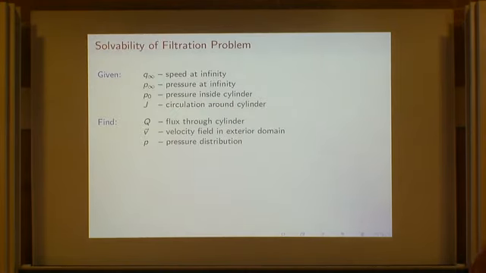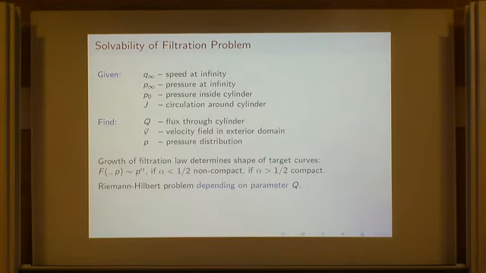Okay, so these are the given data, and we have to find these three things: the flux through the cylinder, the velocity field in the exterior domain, and the pressure distribution inside. Yeah, now it's getting technical. I skip all this. We have to examine the shape of these target curves, and this depends on the growth of this filtration law. Interestingly, it changes if we admit such power laws with an alpha less than 1/2, we get a non-compact target manifold, and if we have this alpha greater than 1/2, it's a compact target manifold.